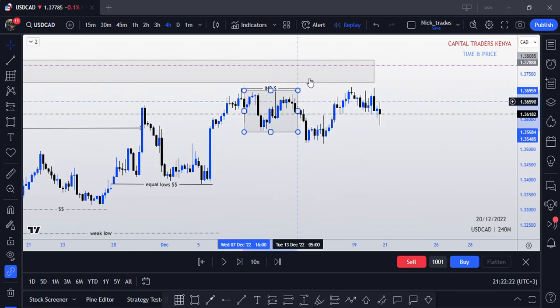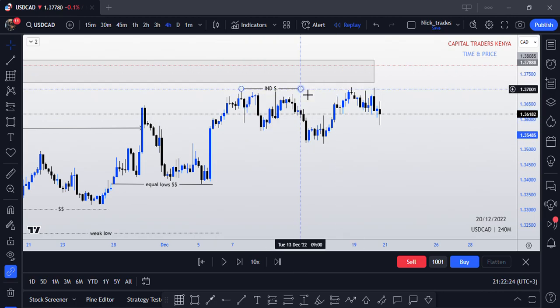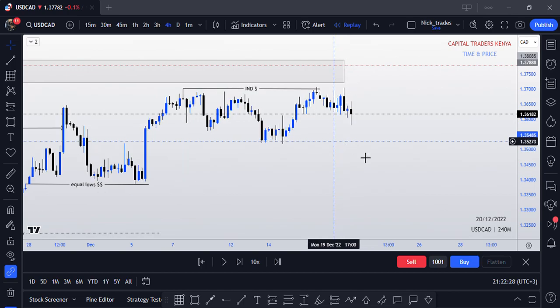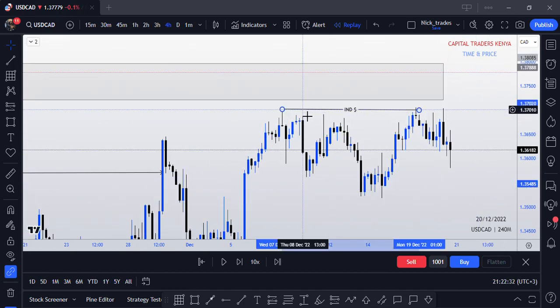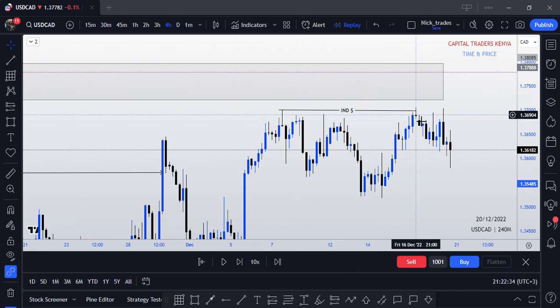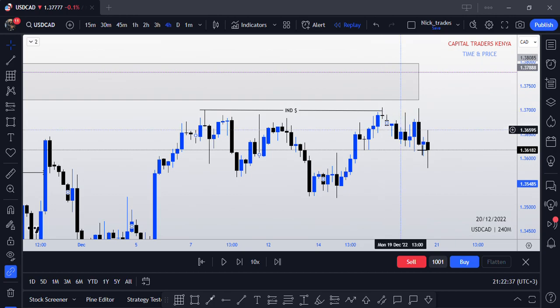We now remove this. Has this actually been taken out? Let's zoom out and see. So these are the highs, right? The highs of this range have been taken out. And then what do we see? A rejection, then a sell. Look at the momentum again.